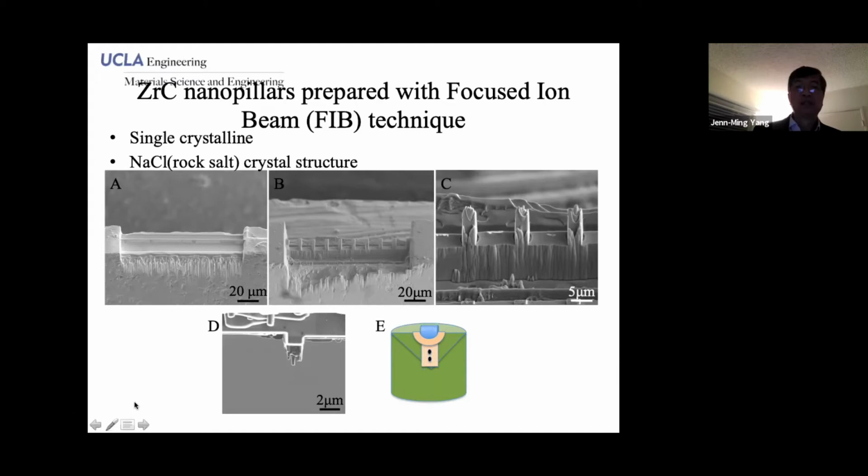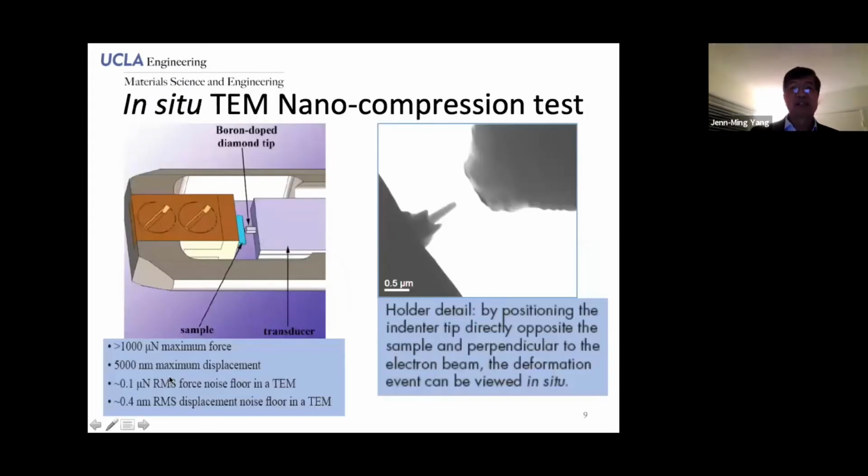After the sample preparation, here is the setup for the in-situ TEM nanocompression test. If we look at the right view, you can see this is an individual pillar, and then we have a flat diamond punch. The diamond punch can be controlled at a certain loading rate to push or compress the pillar.